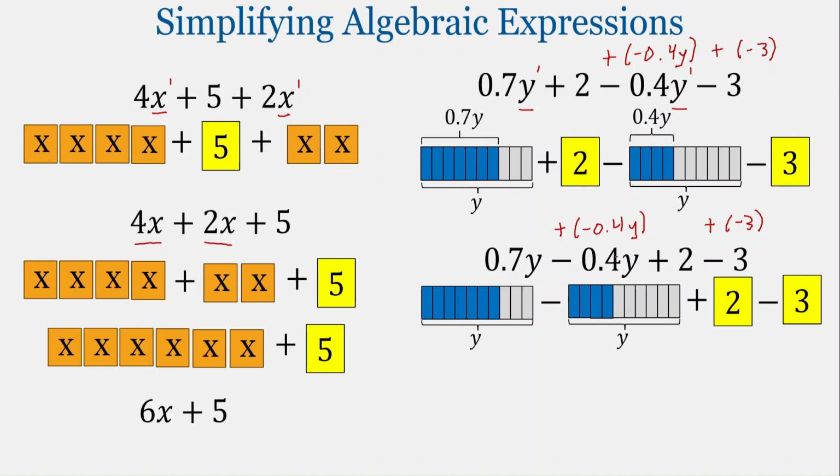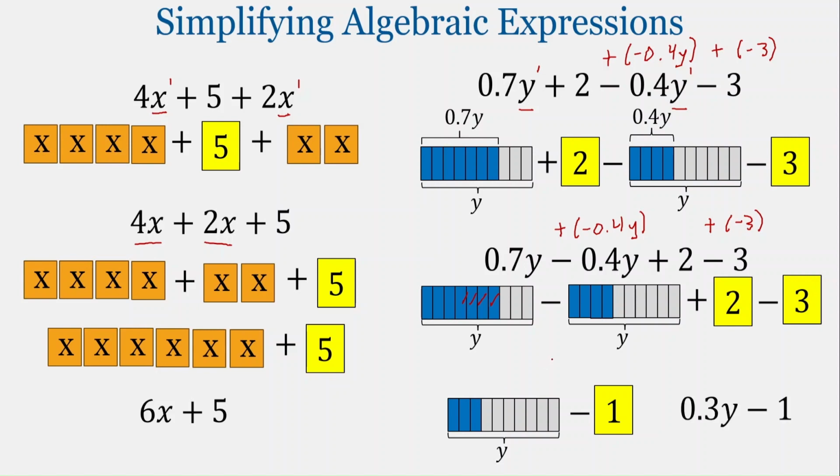Now we perform the operation. We combine these like terms like we did in the previous few lessons. We are going to be subtracting 0.4y from 0.7y. So we have 0.4 of these blue bars that we're going to cancel from here. It's going to leave us with 0.3y. And then plus 2 minus 3. So that leaves us with 0.3y minus 1.